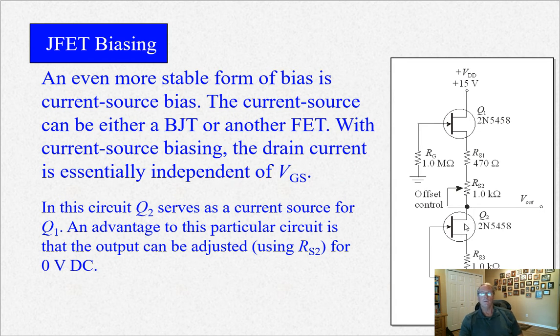Now, we can even improve on our biasing if we add a constant current source. This down here, Q2, is a constant current source. And you adjust the offset with this resistor here, the series resistor. And you can adjust for V out to be 0 volts, which is really nice. So if you do apply an AC waveform here to Q1, you can produce an amplified version of it at V out, which is zero biased. So Q2 is a constant current source.